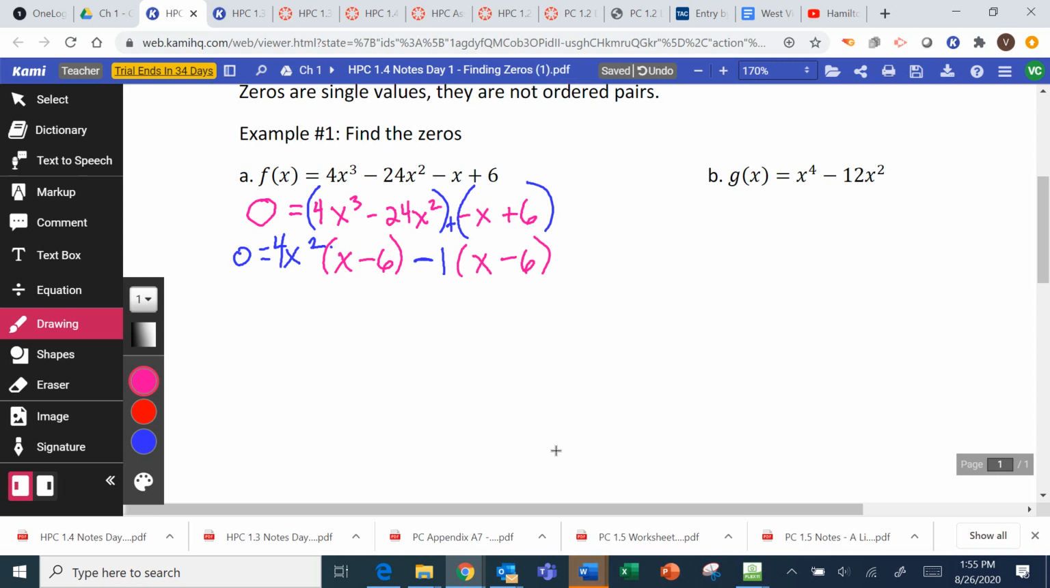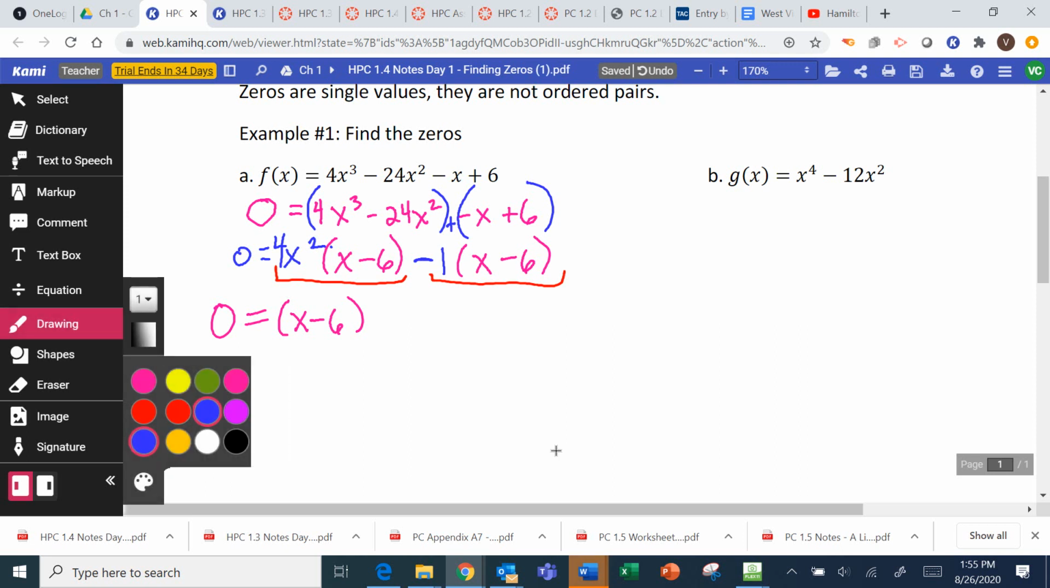So at this point, we have a binomial, a two-term expression. And we factor binomials by looking for a greatest common factor first. There is a greatest common factor. That greatest common factor is x minus 6. So I'm going to factor out that x minus 6 from both of the terms that I underlined. What is left over when I factor out the x minus 6? Right, 4x squared, subtract 1.